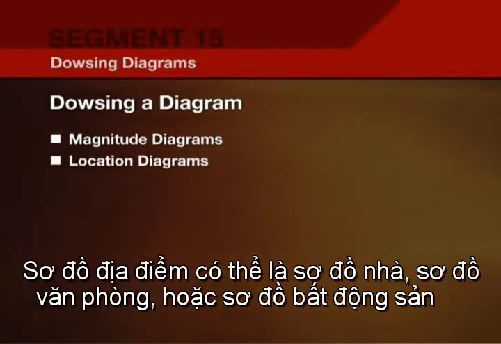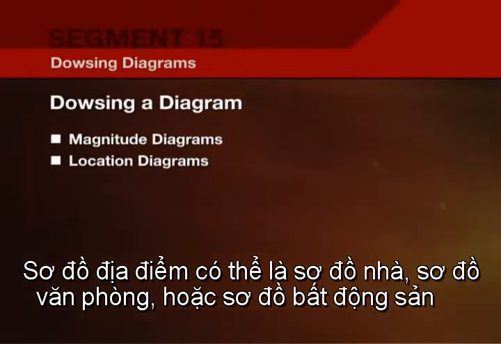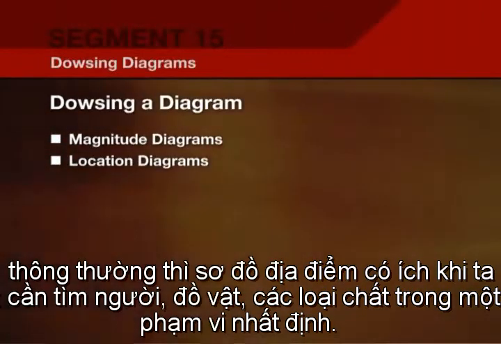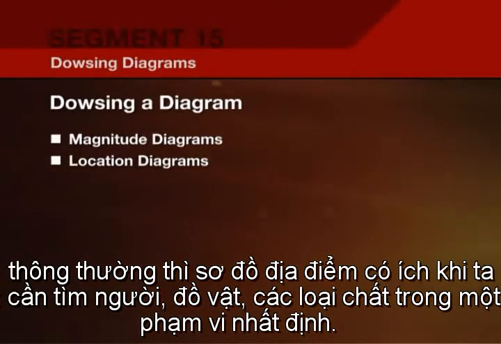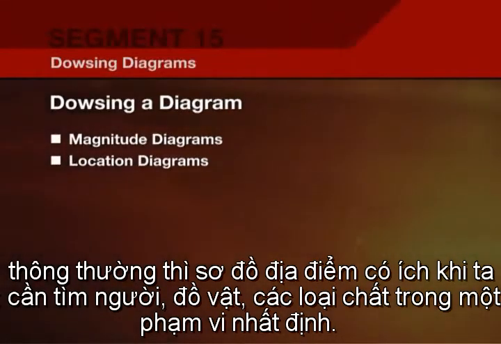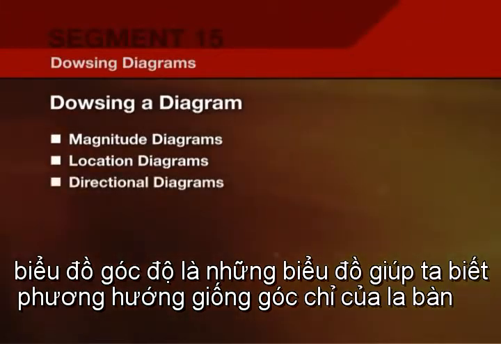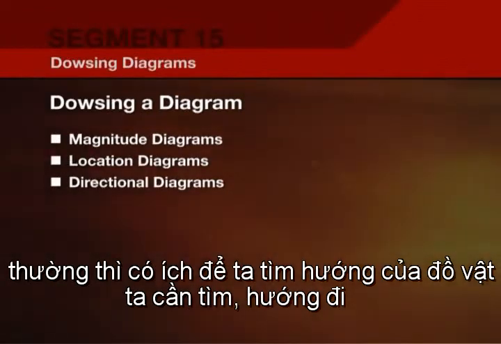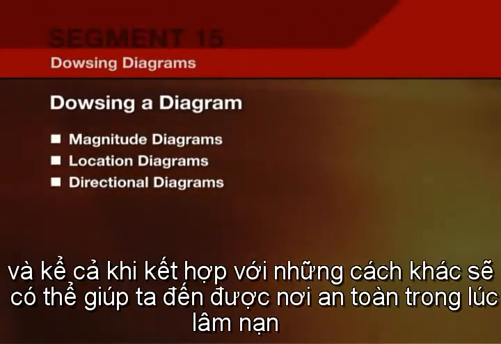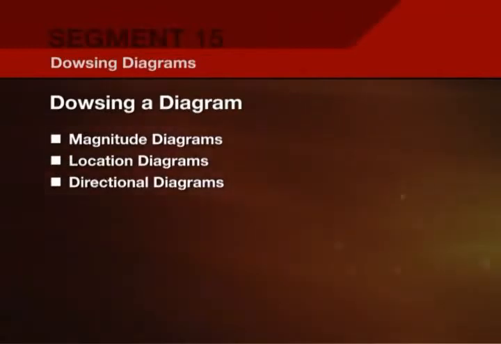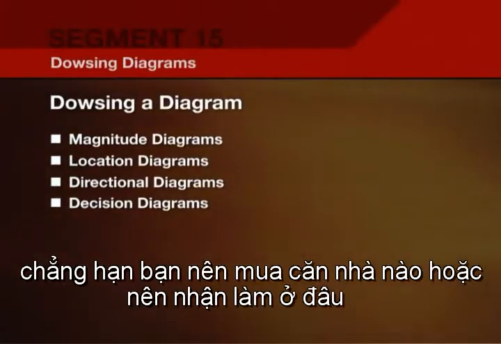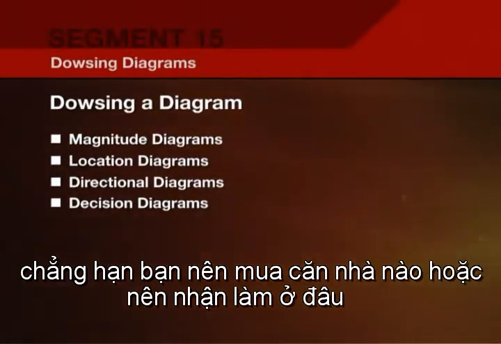Location diagrams, such as recreating a rough diagram of your house, a place of business, or a defined search area on land. Usually a location diagram is useful to help find objects, substances, or people which are located within a specific boundary. Directional diagrams can provide directional data similar to that given by a compass and may be helpful for determining a direction toward a desired object, destination, or even, in conjunction with other resources, to safety in times of danger. Decision diagrams may be helpful in choosing between two options, such as which house you should buy or which job offer you should accept.